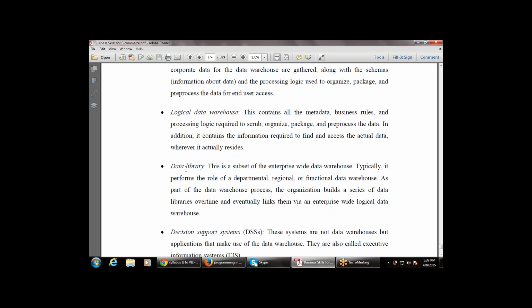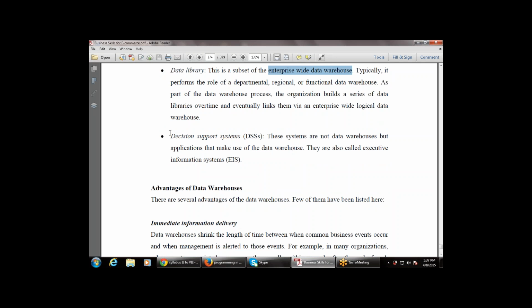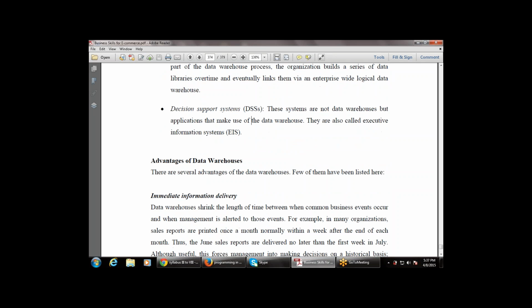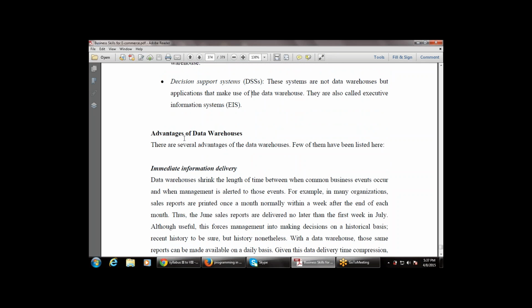Then the data library, which is a collection of data that is a subset of the enterprise-wide data warehouse. Then DSS, that is a decision support system. These are systems, not data warehouses, that use the data warehouse concept for decision support, and this is also known as an executive information system.